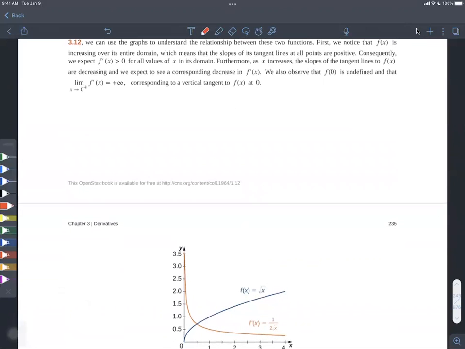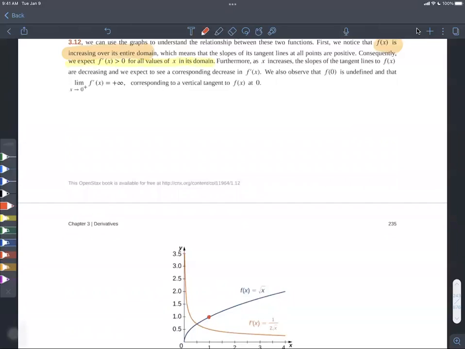First, we notice that f of x, in blue down below, is increasing over its entire domain. Since f of x is increasing over the entire domain, this means that the slopes of the tangent lines at all points are positive. Consequently, we expect that f prime of x is greater than 0 for all values of x in its domain. Let's check at, say, x equals 1.